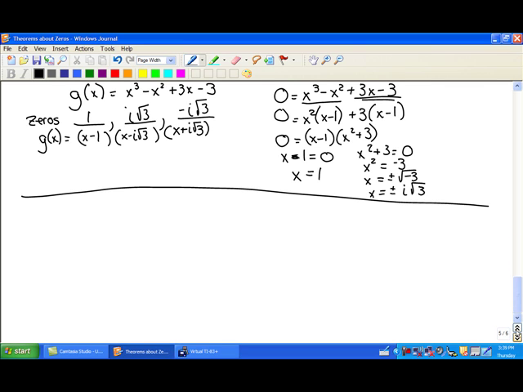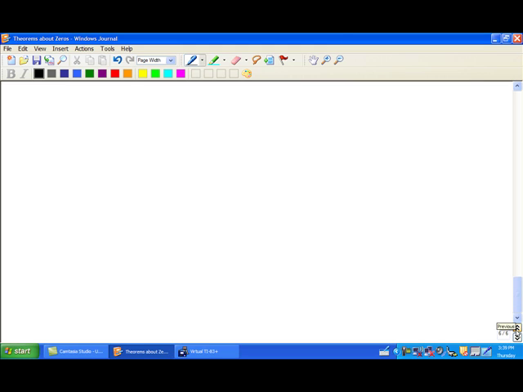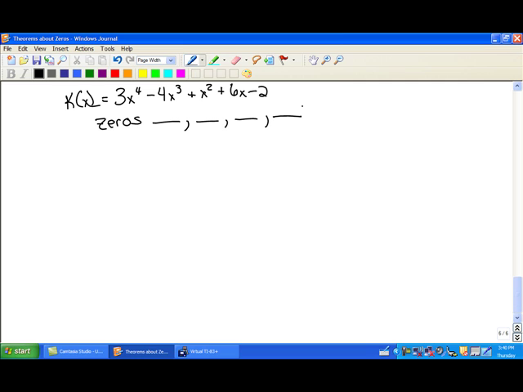Let's look at one more that has a degree of 4. Let's take the equation k of x is equal to 3x to the 4th power minus 4x to the 3rd power plus x squared plus 6x minus 2. Since our degree is 4, we know that we would be looking for 4 zeros. And then we want to show it in its linear factor form. So k of x will have 4 different linear factors.